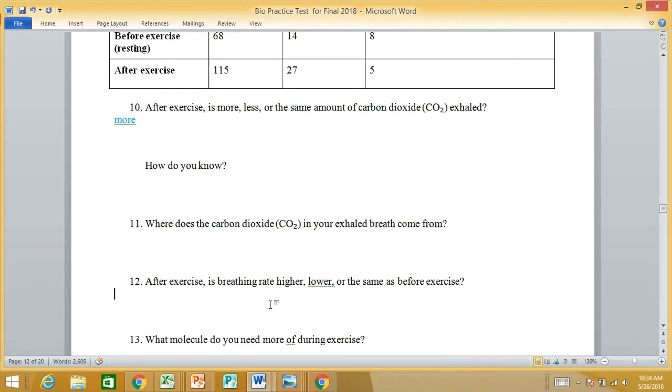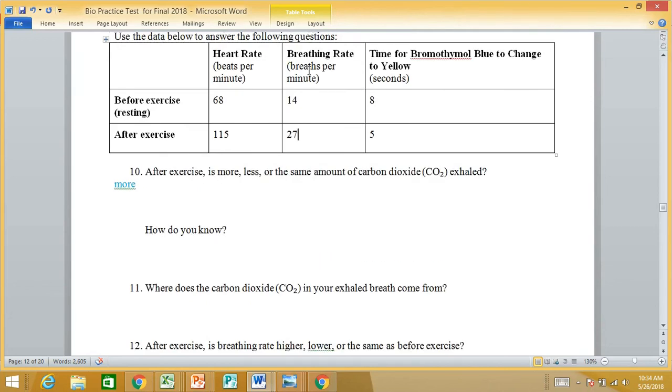After exercise, is the breathing rate higher, lower, or the same? Well, immediately after exercise, you're clearly breathing much more. This is the breathing rate per minute. Here we only have 14, which means you are like in a coma. But anyway, you only have 14, and here you have 27.